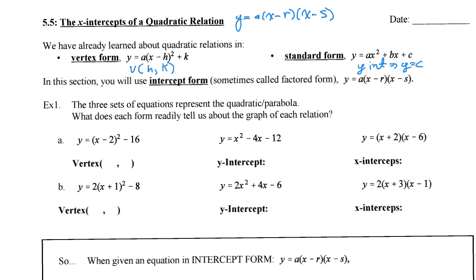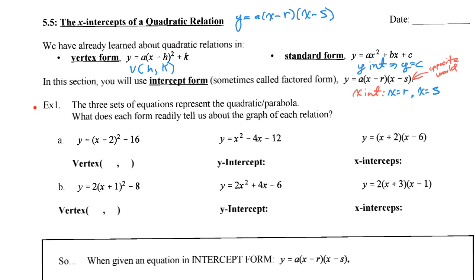Now, the reason it's called the intercept form is this factored form that we have here. We can use my favorite thing, opposite world, on these brackets to find our x-intercepts. In this case, our x-intercepts are x = r, because r is the opposite of negative r, and the second one is x = s. So by putting stuff into this form, we end up getting the x-intercepts for our graph.